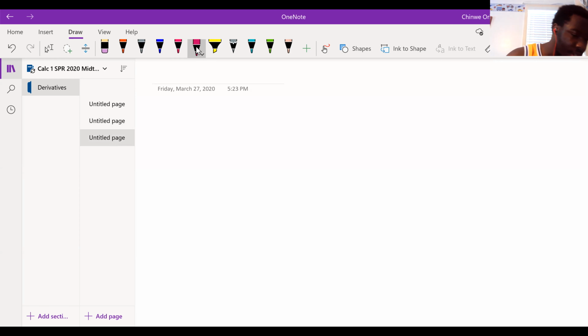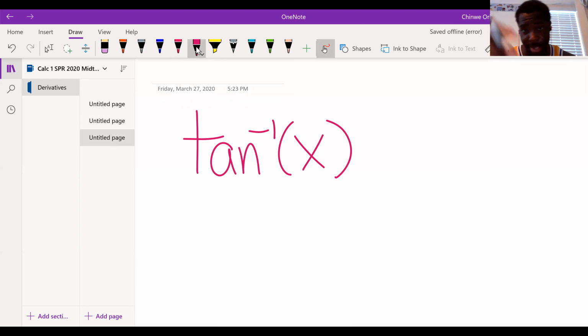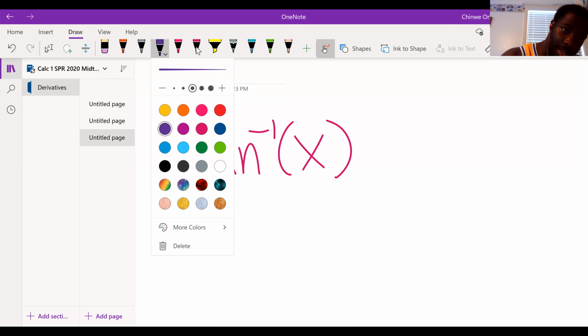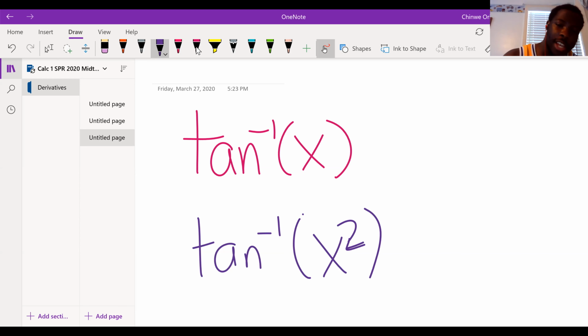I think it was tan inverse. They want the derivative when x is equal to 2. It came to my attention that the practice people actually said that it's tan inverse of x squared. That's okay. That gives you a chance to practice with both. Anyone know the derivative of tan inverse?